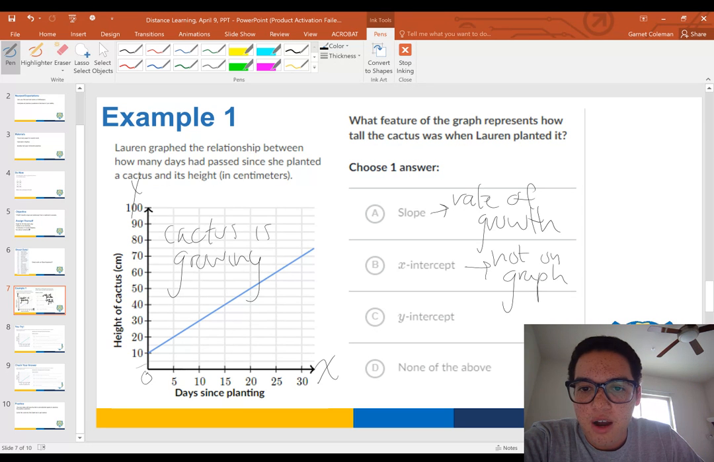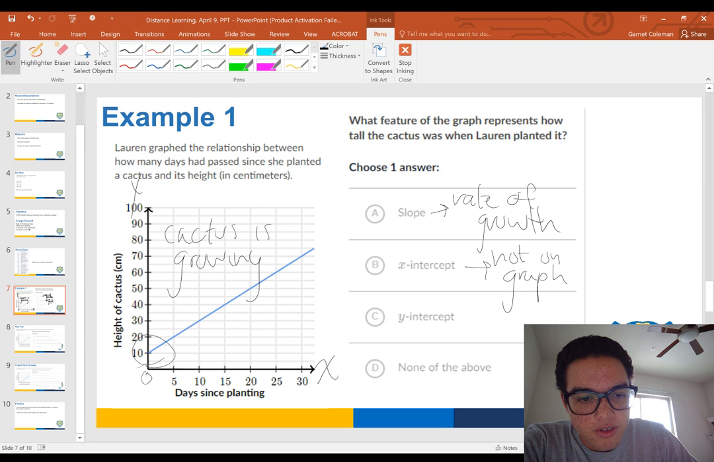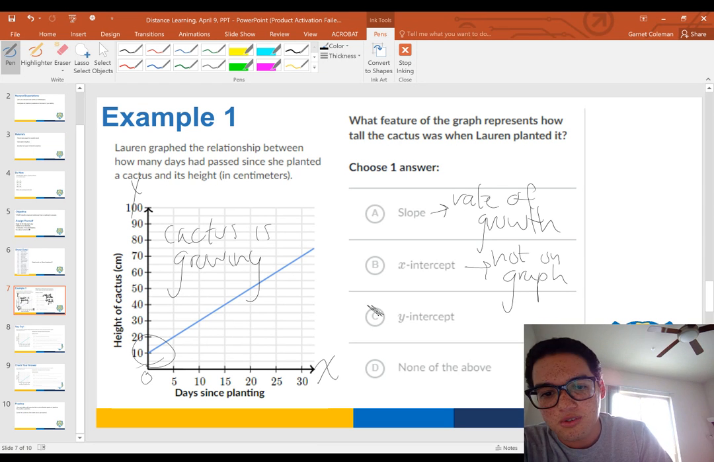And then we have the y-intercept. Well, the y-intercept is right here, and the y-intercept is usually the initial value or the beginning of something. And the beginning of the situation was the cactus being planted, and that's what the question's asking us for. So our answer is C.